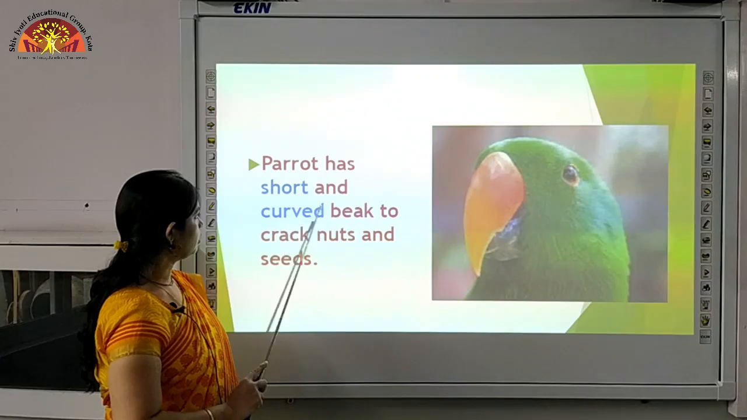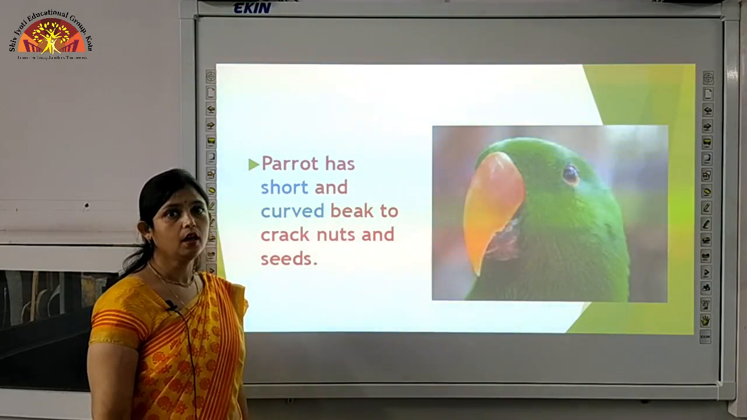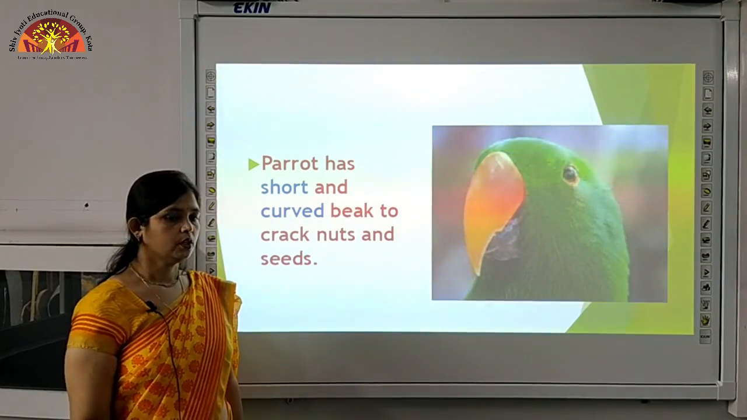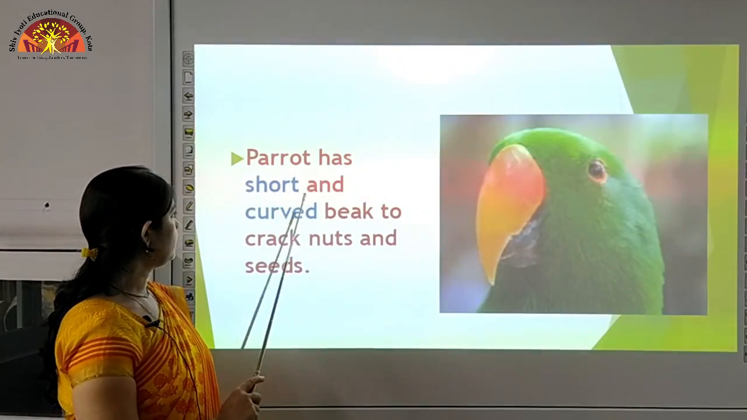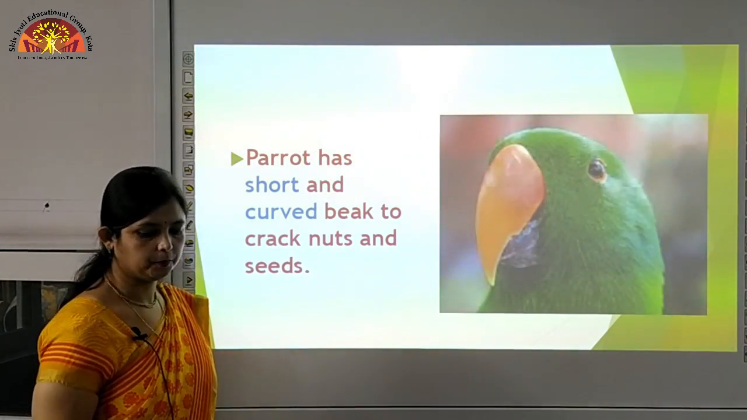So, now we come to the next example, parrot. Parrot has a short and curved beak to crack nuts and seeds. You might have seen parrots sitting on the trees. They generally used to eat fruits. So, their beaks are short and curved so that they can crack the nuts and seeds easily.